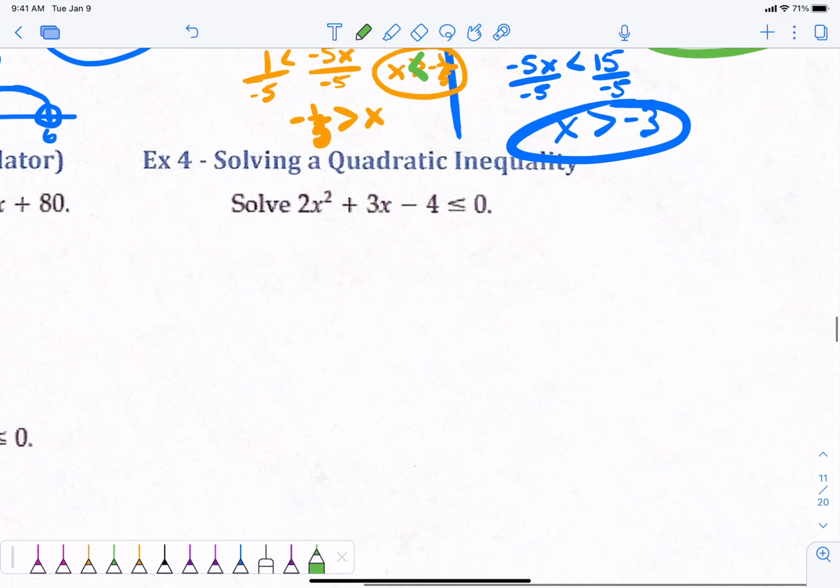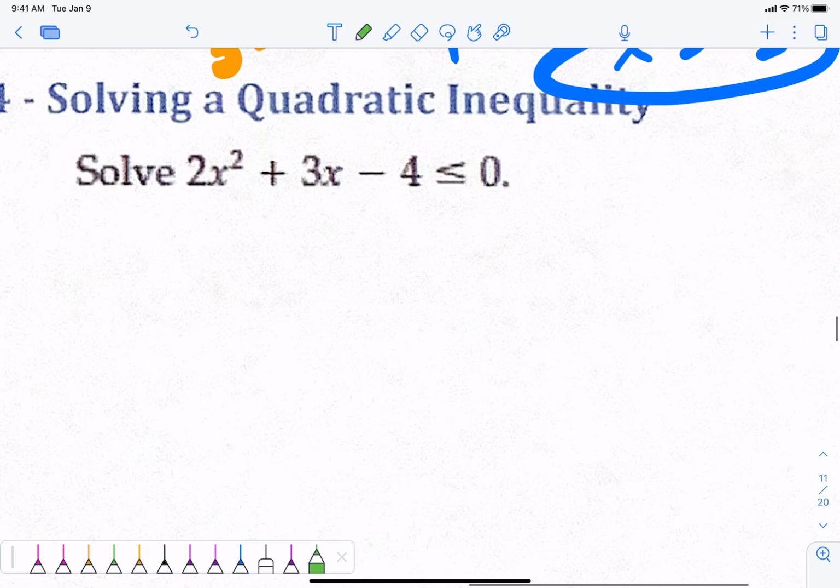Let's do example 4 and then we'll do the calculator part. Well, let's do example 4 first. Solving a quadratic inequality.